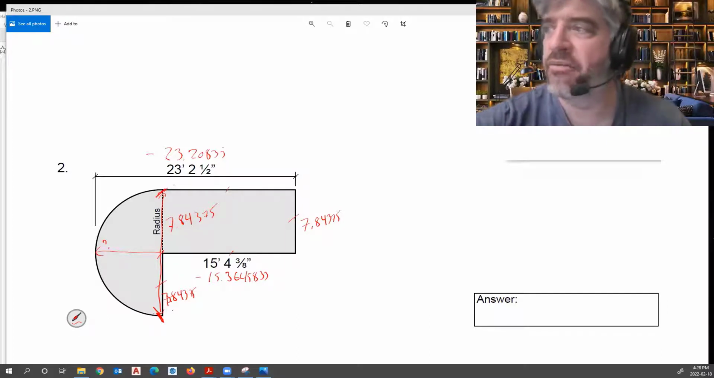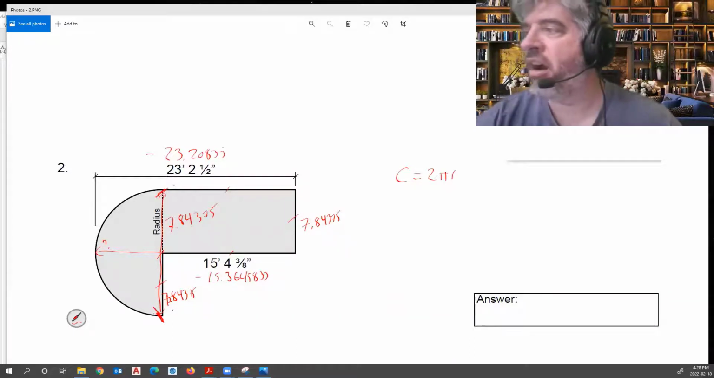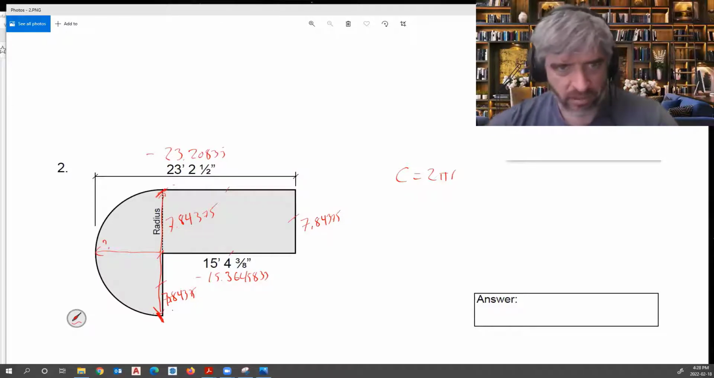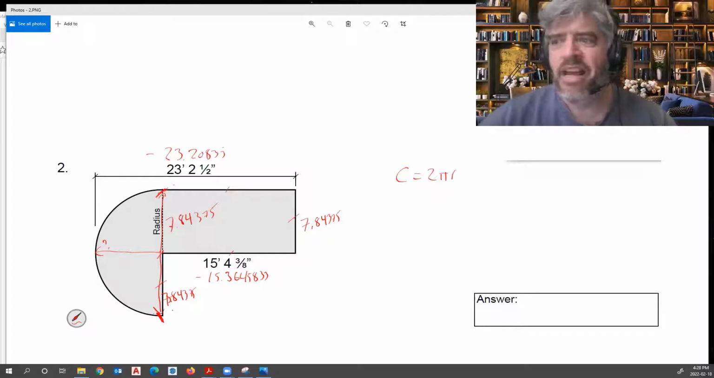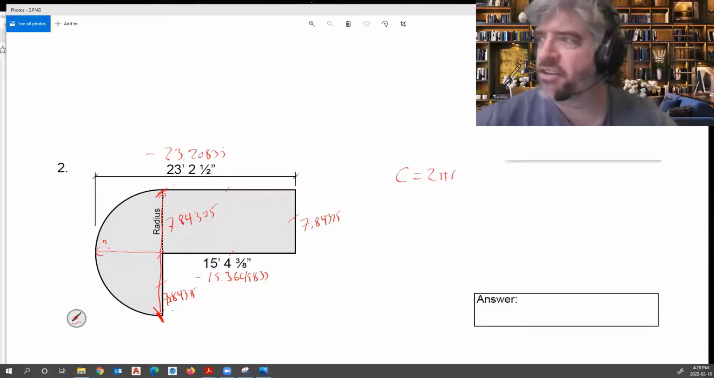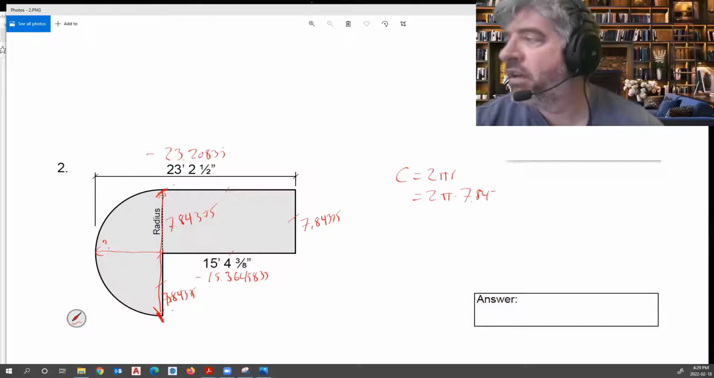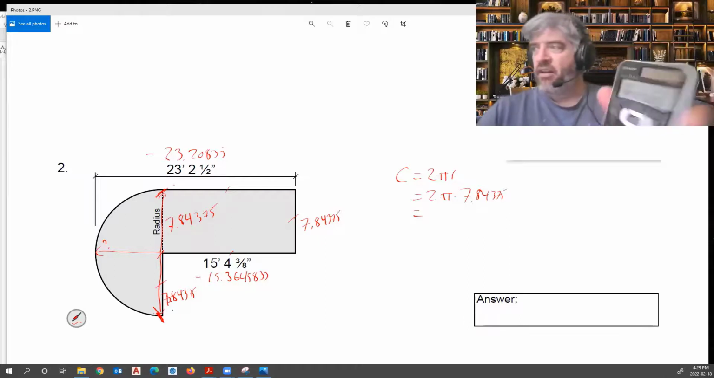Well, for that, we need to do circumference. So I'm going to do that right here. Circumference equals 2 pi r. Okay, I'm just going to go through this step by step, just so you guys see this. I'm not going to do algebraic methods right now. Let's just do this as is. So I'm going to find the circumference of this entire circle, if it were a whole circle. So it'd be 2 times pi times the radius, which is 7.84375.